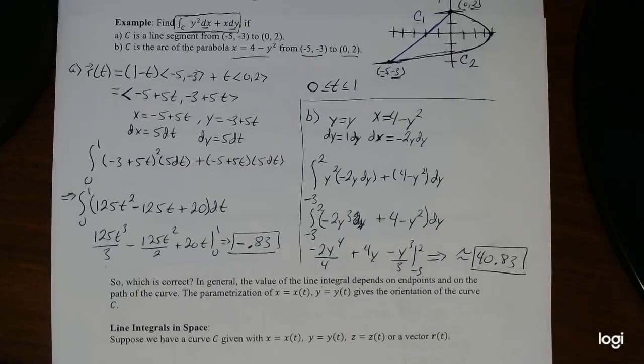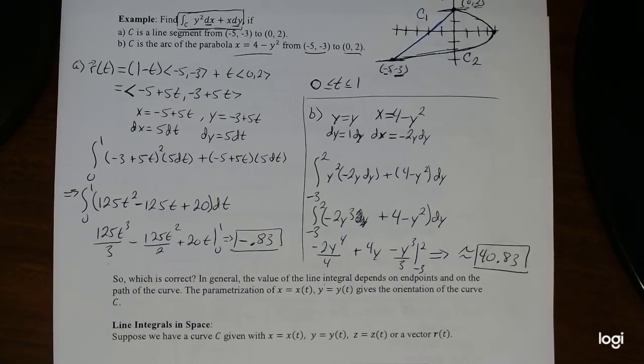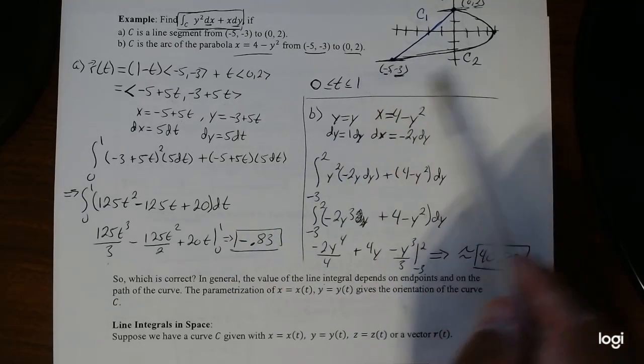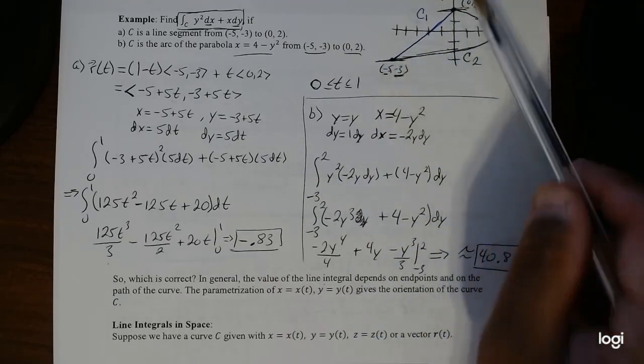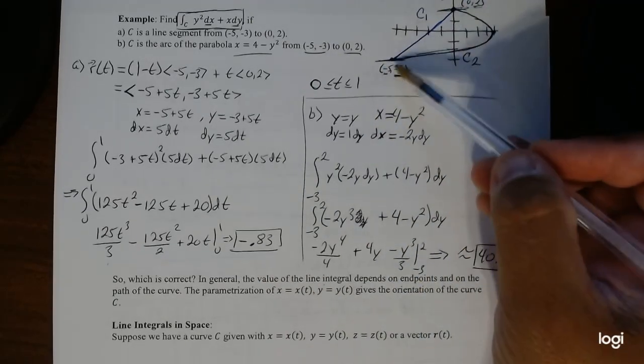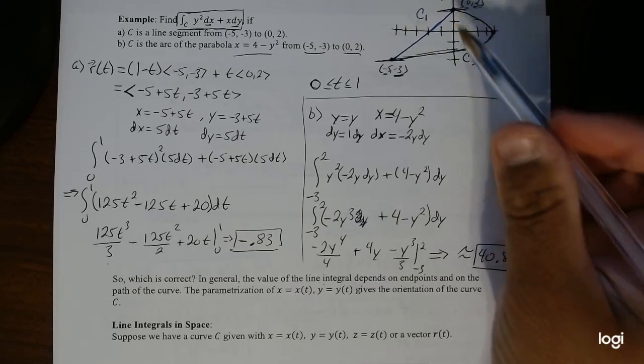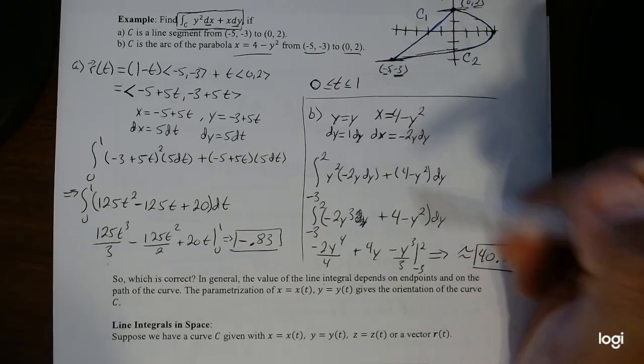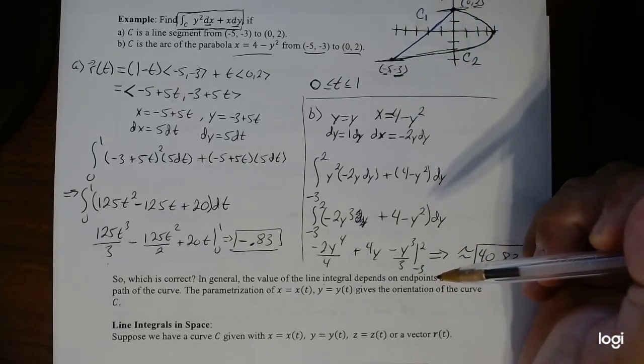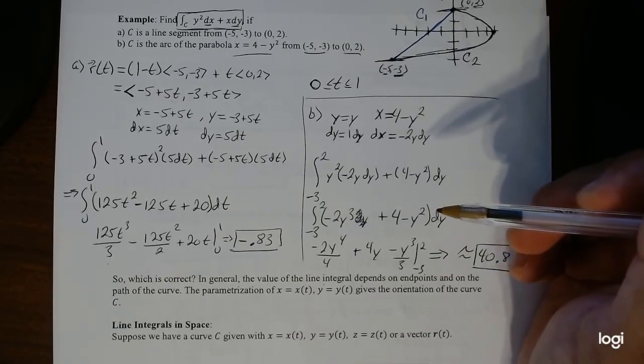Now, if you're kind of confused, I'm glad you are, because the question is, why don't they agree with each other? We're going to the same spot, from that point to that point. This was just a straight line there, and this was a curve to get there. But which one's true? And that's the interesting part.